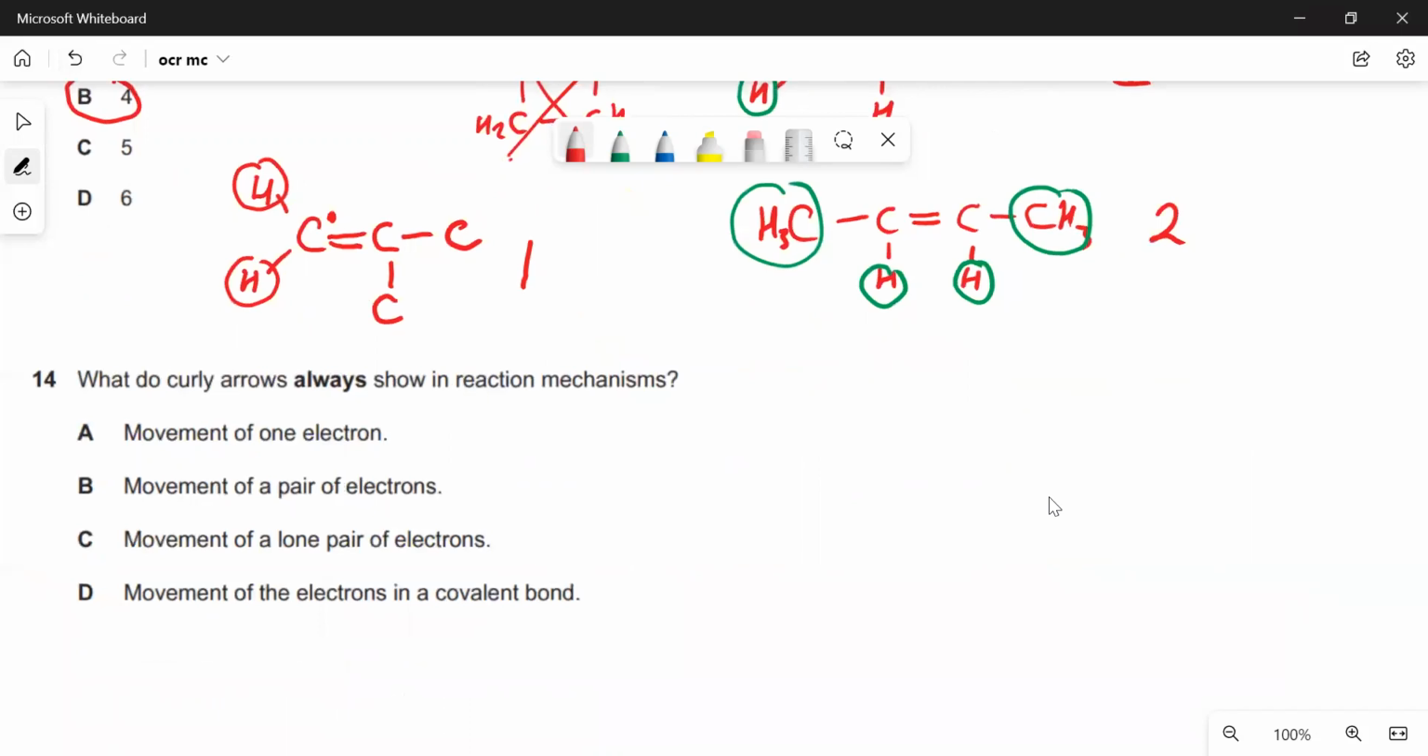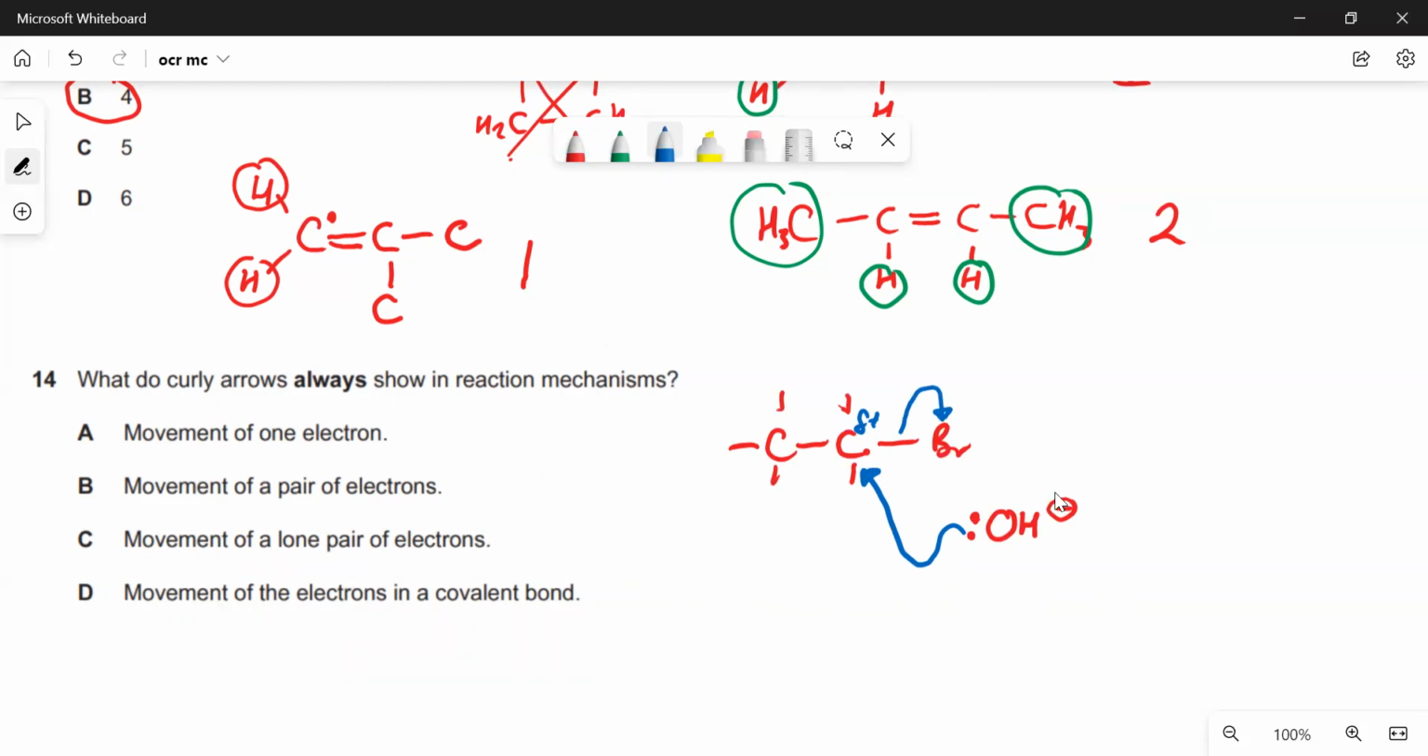Right, what do curly arrows always show in reaction mechanisms? Okay, let's do an illustration here. Let's do nucleophilic substitution. Here's bromoethane. Let's draw the mechanism. We'd have OH minus. Now what do we do there? We'd have a delta positive on this carbon, so we draw a curly arrow from those electrons. That's a lone pair of electrons, and then a pair of electrons would move there, and that's a bond pair.